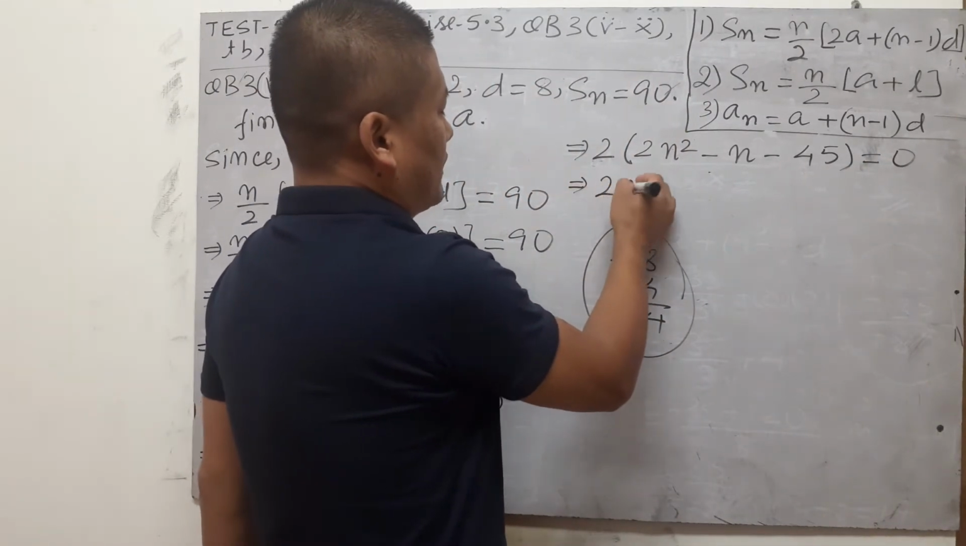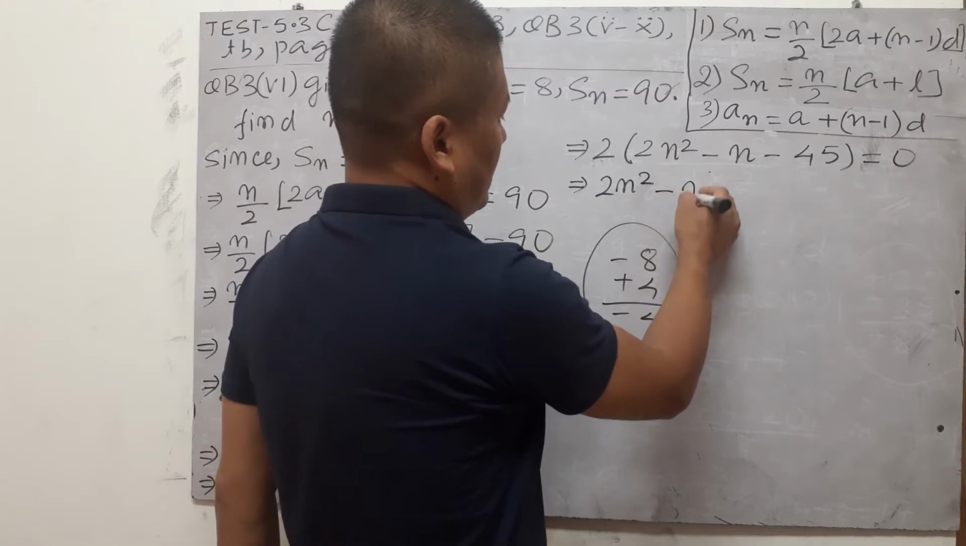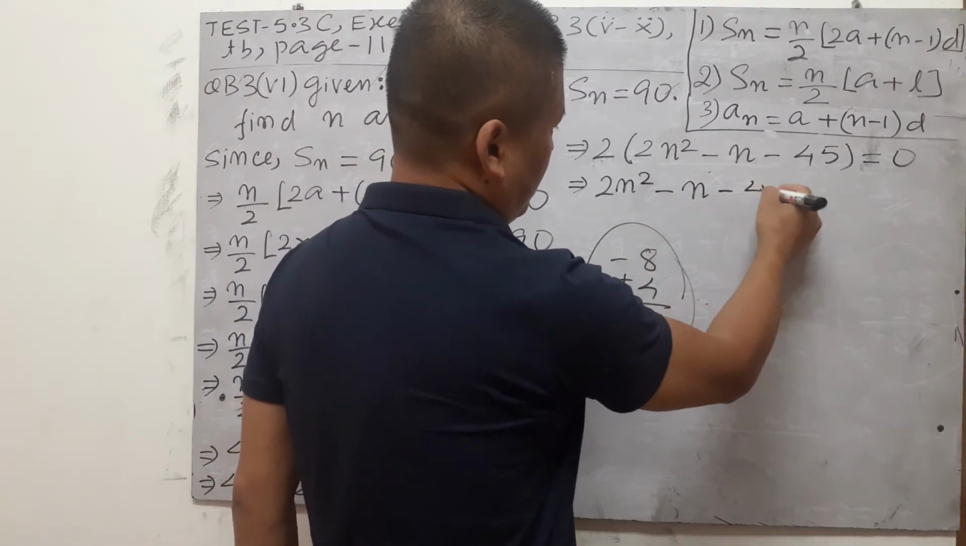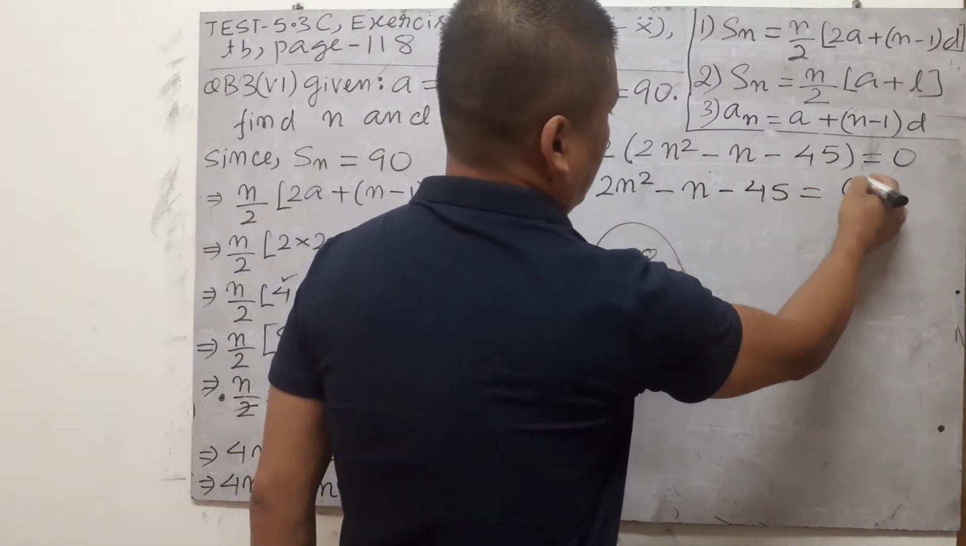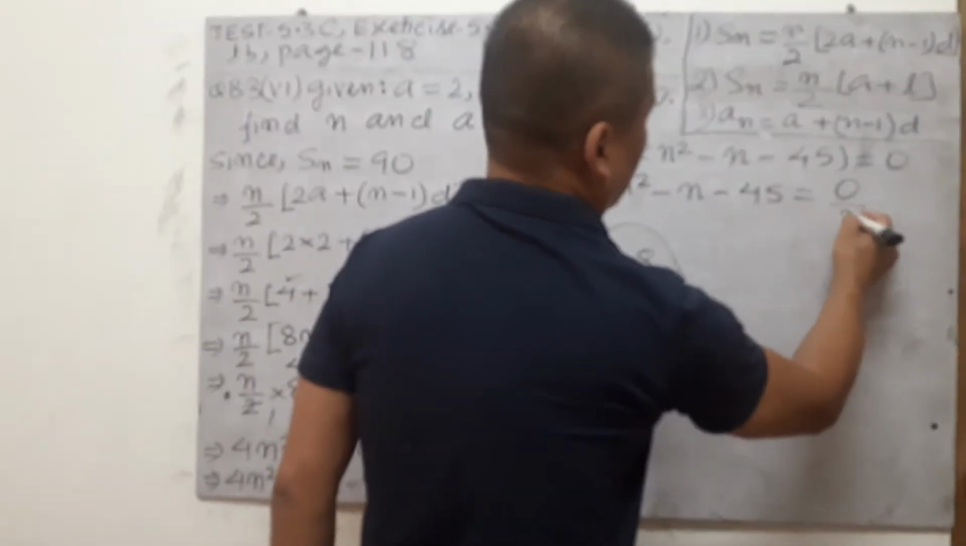Why we were doing that is because we want to remove the common factor, so the equation becomes simpler to deal with. Equal to 0, and this 2 into means will come down.